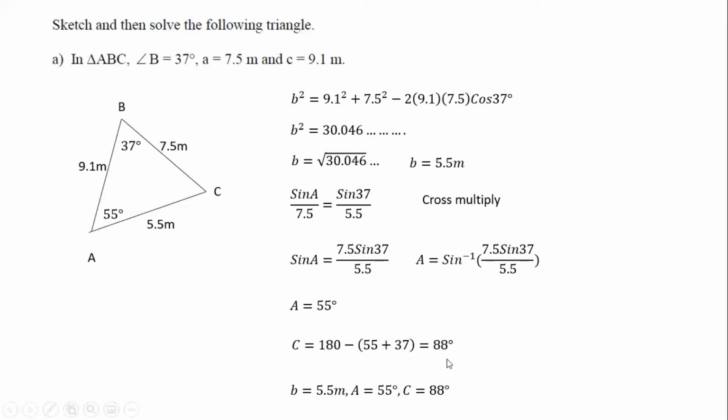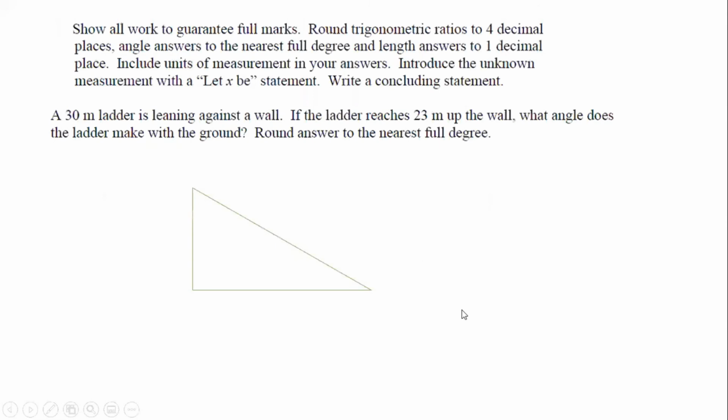All right, 2 more questions, and then we're done. A 30-meter ladder is leaning against a wall. Ladder reaches 23 meters up the wall. What angle does the ladder make with the ground?